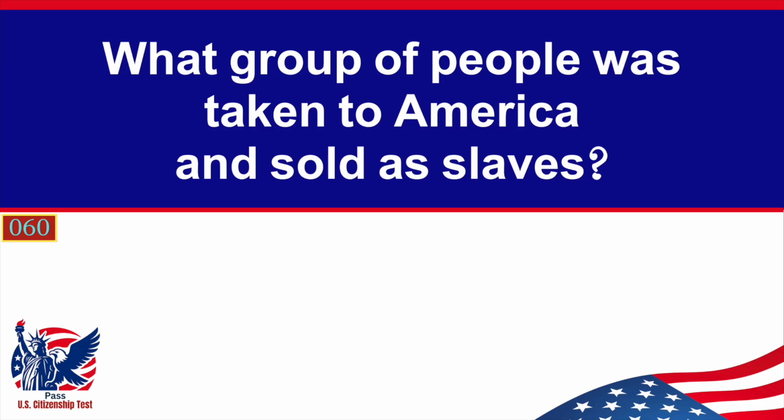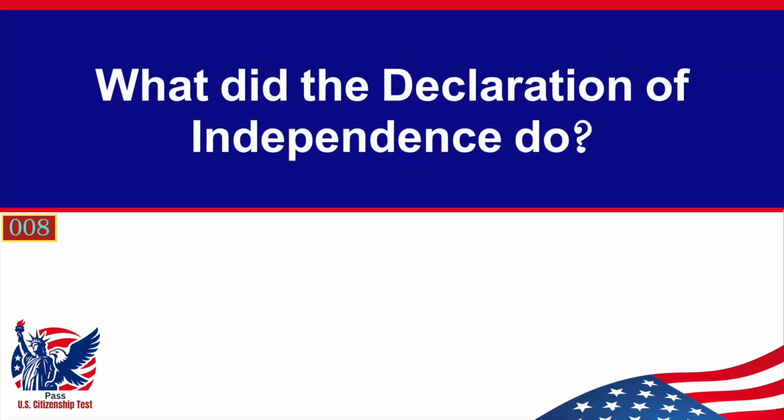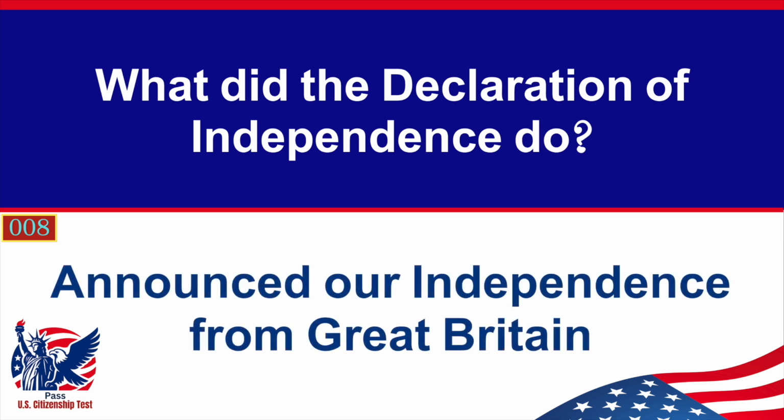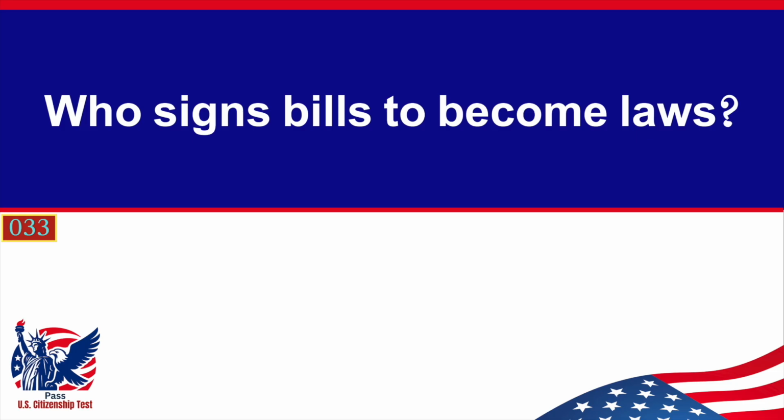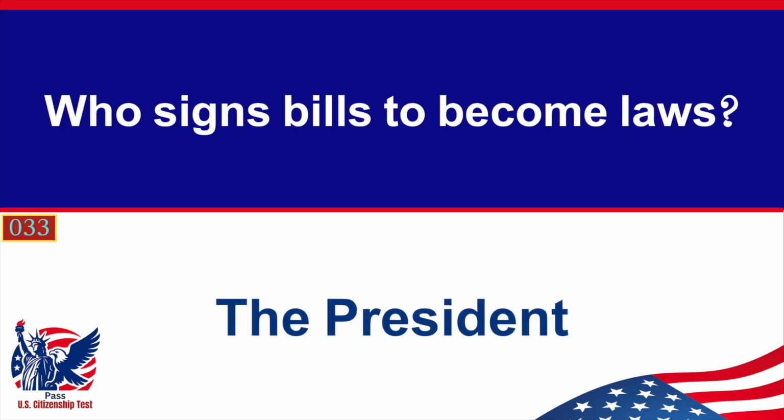What group of people was taken to America and sold as slaves? Africans. What did the Declaration of Independence do? Announced our independence from Great Britain. Who signs bills to become laws? The President.